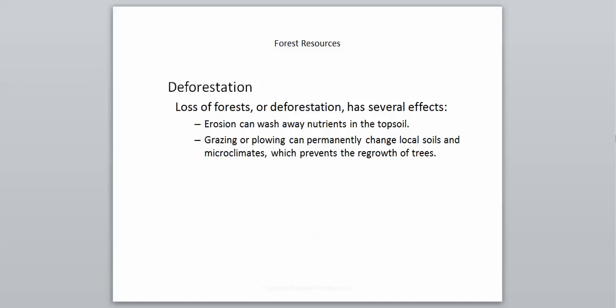And this loss of forest, which can occur with old growth forests, is called deforestation, and it has several negative effects because erosion can occur and wash away the nutrients in our topsoil. Then grazing or plowing can permanently change local soils and microclimates, which will prevent the regrowth of trees. So deforestation is exactly what it sounds like, the forest kind of leaving us.